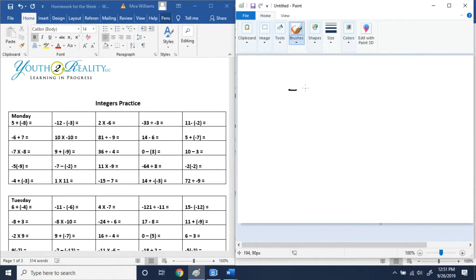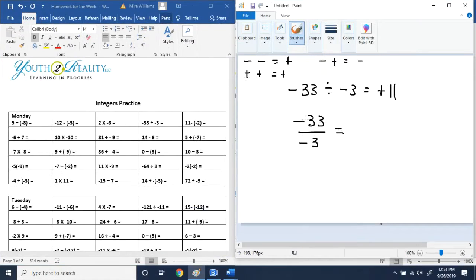Next one is a negative 33 divided by a negative 3. Again, the multiplication rules and division rules are the same. So a negative and negative equals a positive. A negative and positive equals a negative. And a positive and a positive equals positive. Okay, so we're doing division now. We have a negative number and a negative number. So our answer is going to be positive. 33 divided by 3 is going to be 11. Also, if the number is written this way, 2 negatives is a positive. 33 divided by 3 is 11.